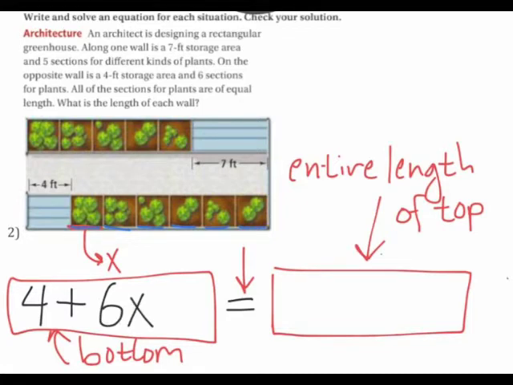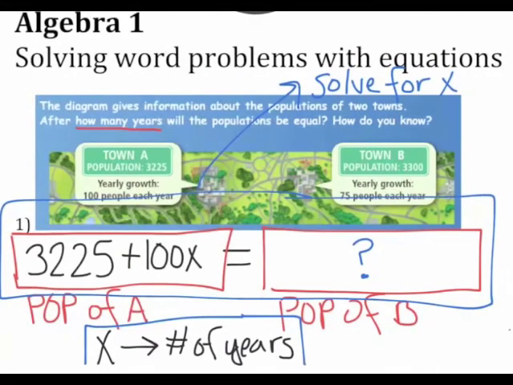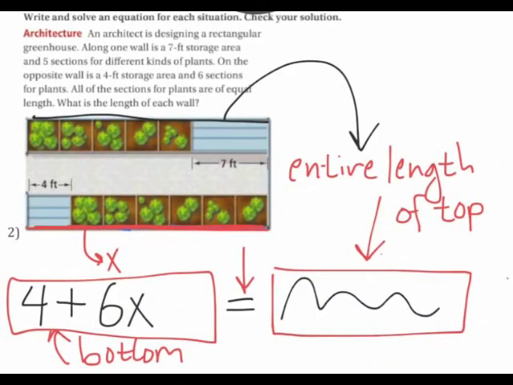So 4 plus 6x is an expression that represents this entire length down here. Now this is equal to this length up here. Can you write an expression that represents the length of the entire top wall? I'm sure you can. Put it in here, and then, just like in the previous problem, I want you to solve the resulting equation for x.